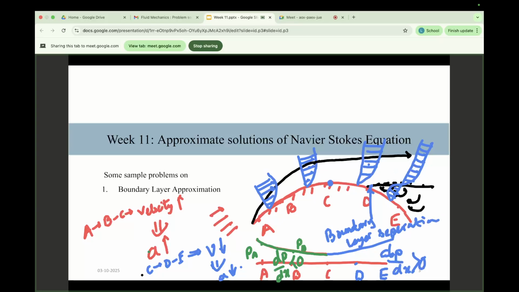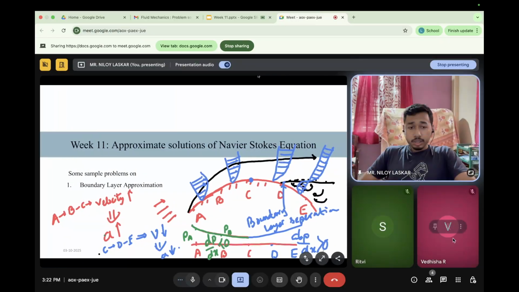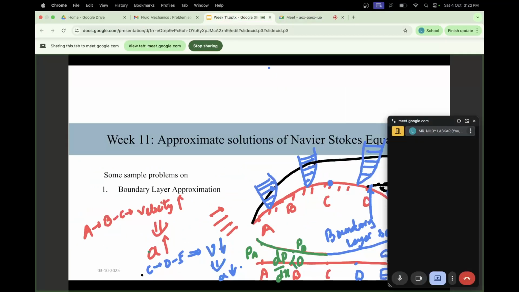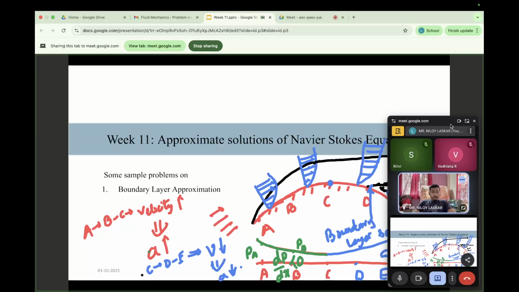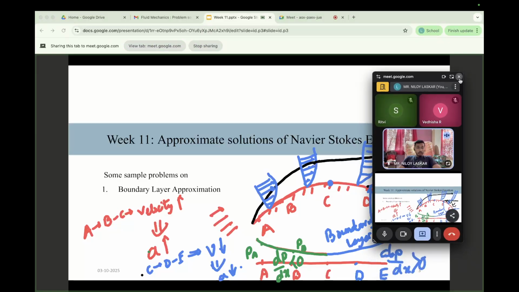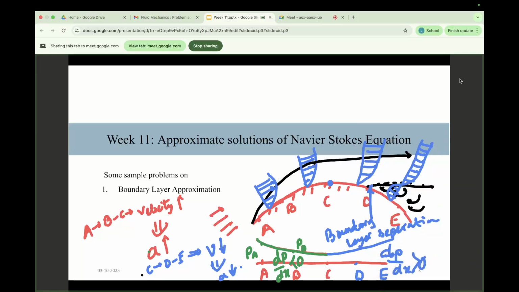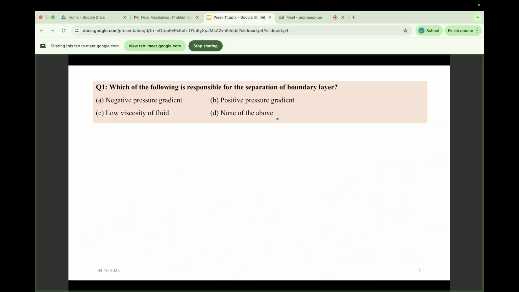So up to this it is clear. This is the fundamental concept regarding this. I hope that you understand this. So now I am moving to a question. Based on this concept, I hope that you will be able to answer this one. So this is my first question for today.